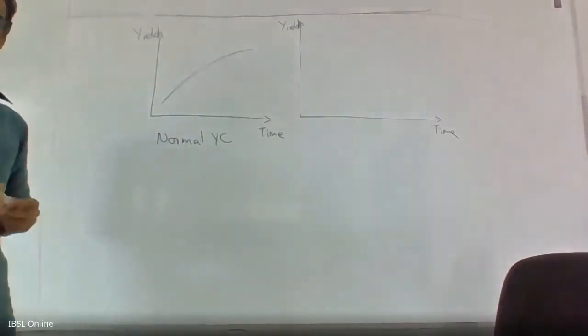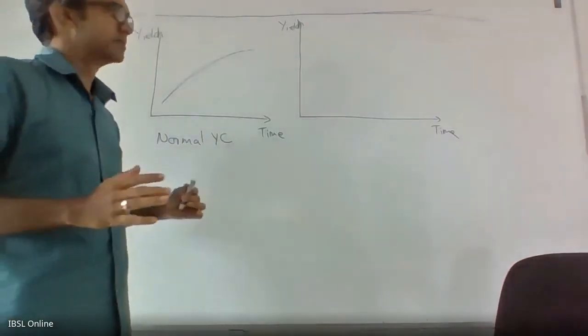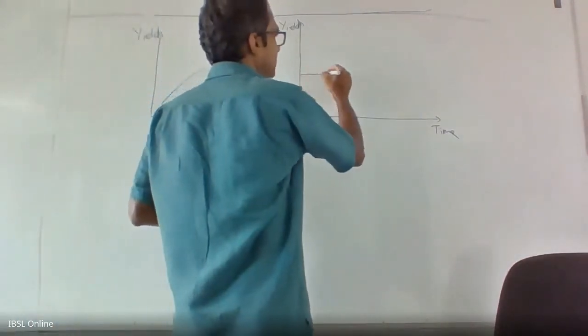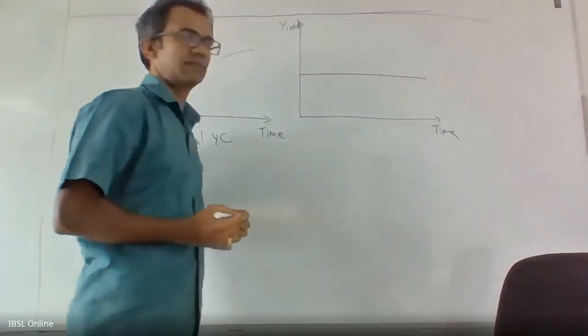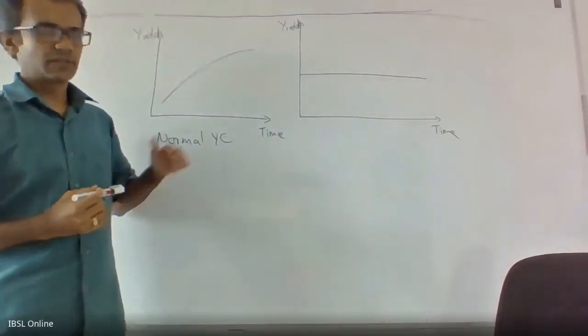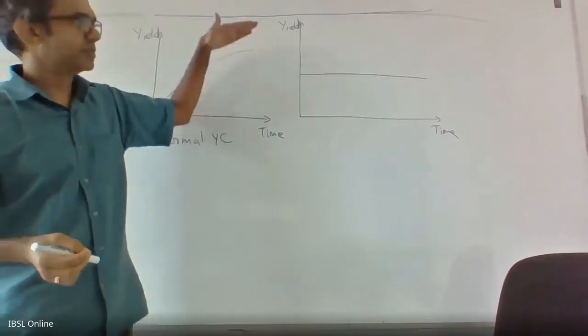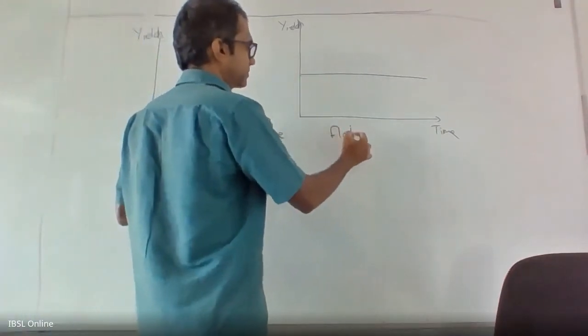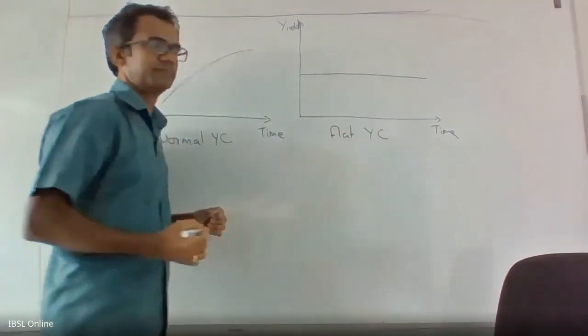Flat yield curve. What does it mean? There's no change of the yield with the time. It's just a horizontal line. That's why we call it flat. This is a flat yield curve.